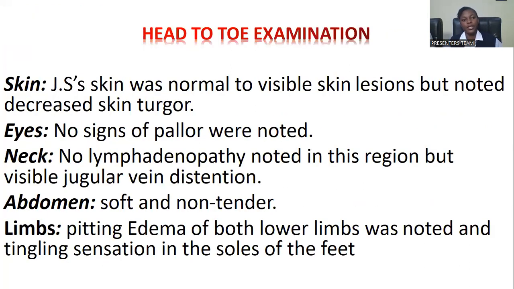Head-to-toe examination was also done. On the skin, JS's skin was normal to visible skin lesions, but noted decreased skin turgor. In the eyes, patient had no signs of pallor. The neck, no lymphadenopathy was noted in this region, but visible jugular vein distension. Abdomen was soft and non-tender. The limbs, there was pitting edema of both lower limbs and tingling sensation in the soles of the feet.